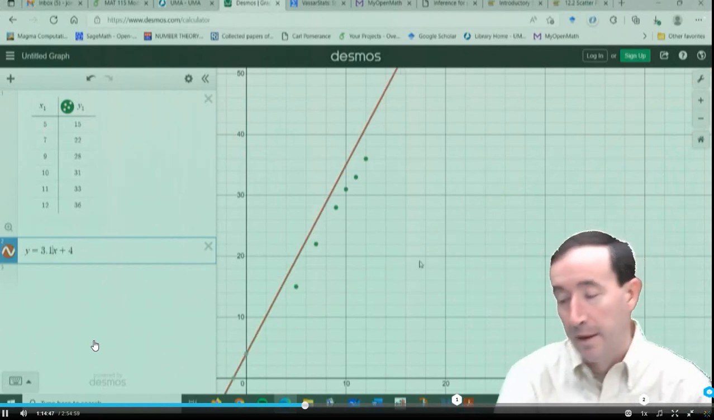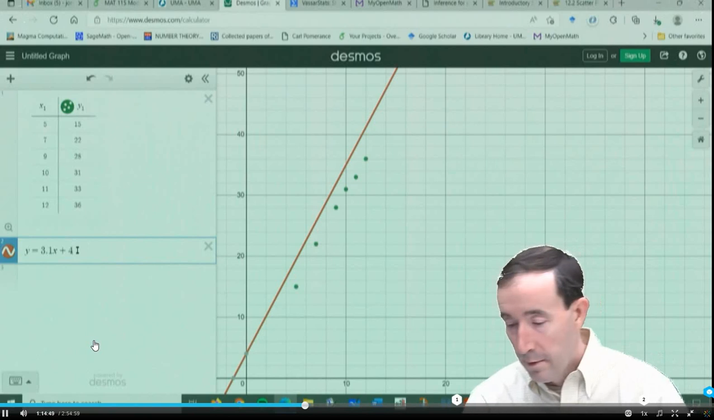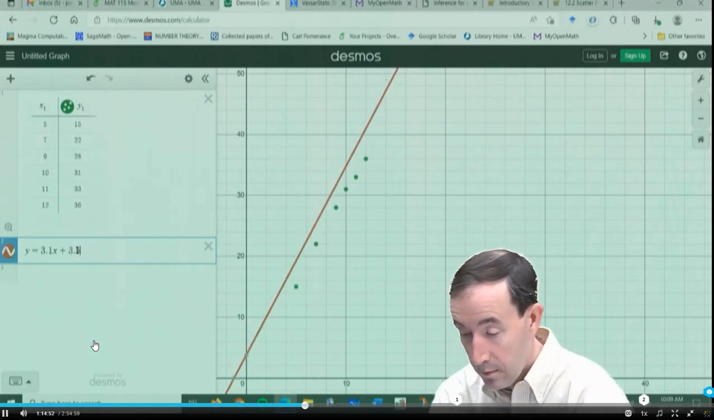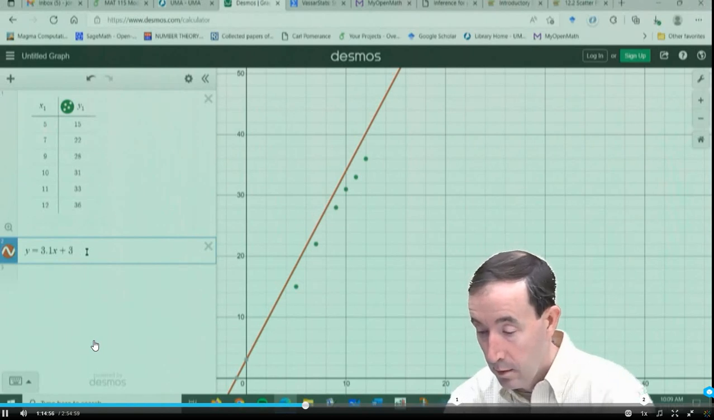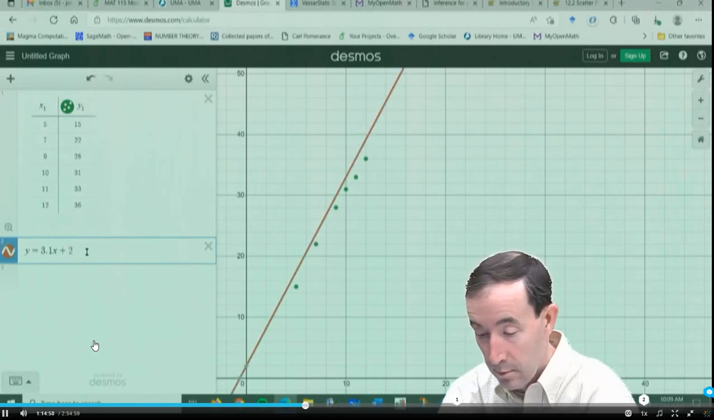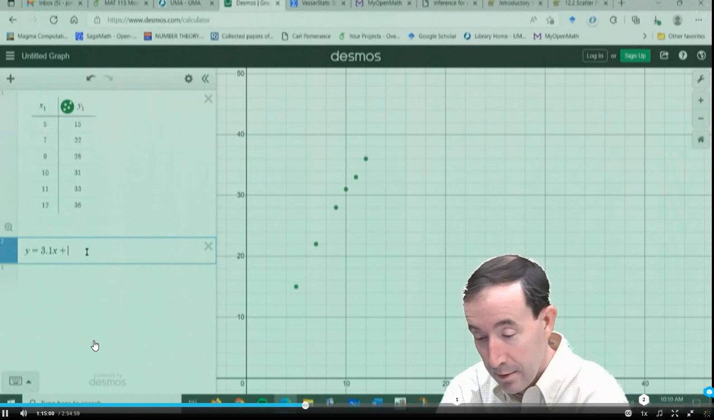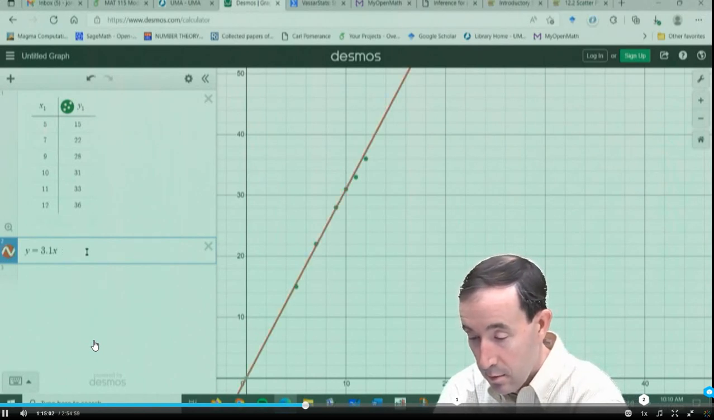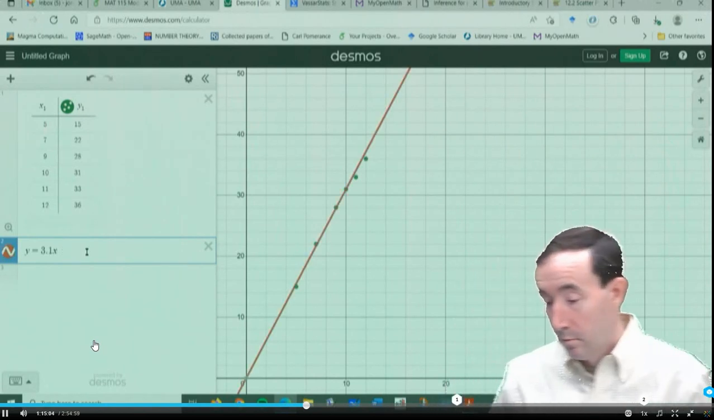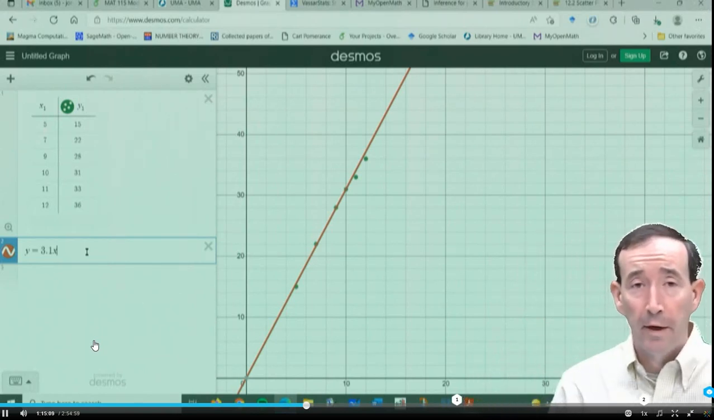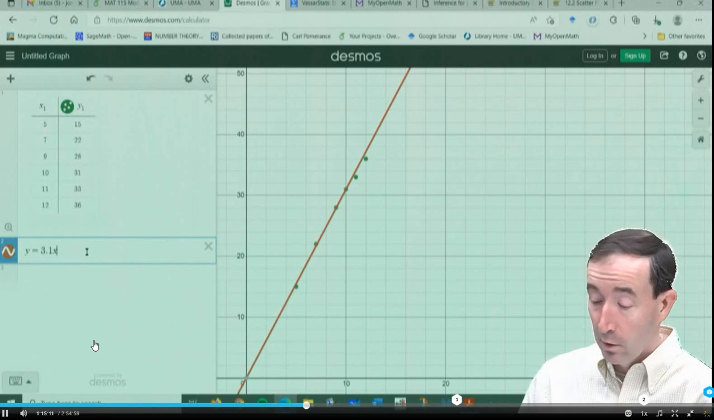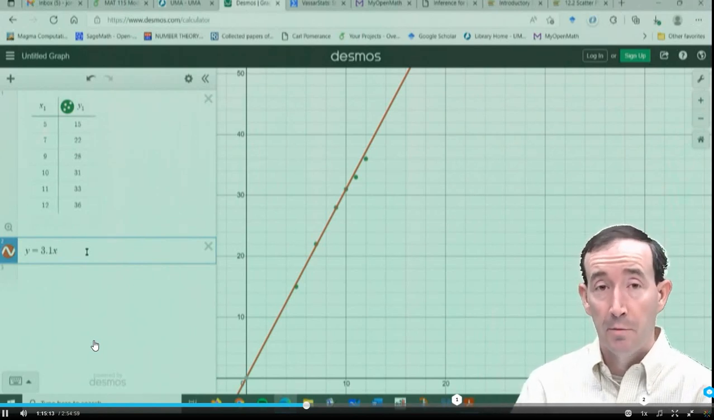All right, so that's a little high. Maybe if I did 3.8, 3.2. Okay, that's getting better. That looks a lot closer to me. So I think it's going to be something close to about 3.1x. Okay. I'll show you how to build the best fit line in just a moment.